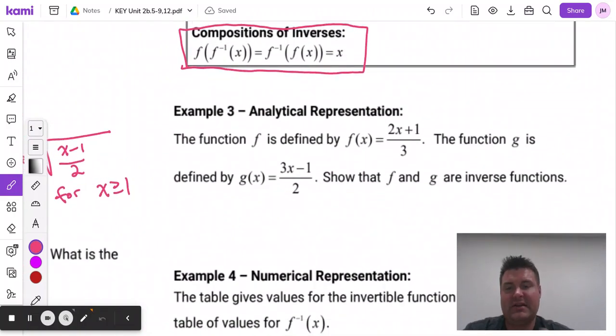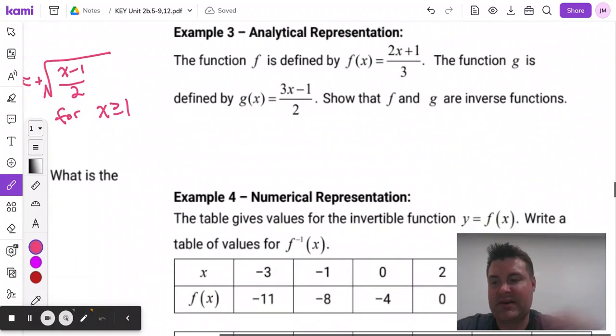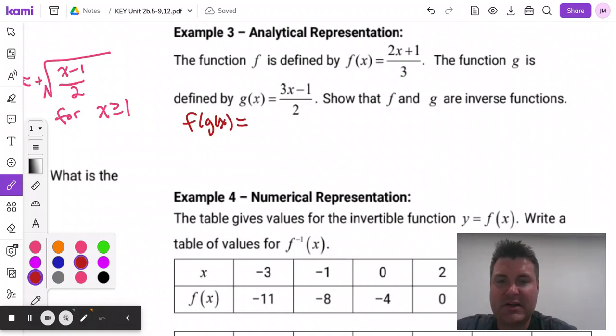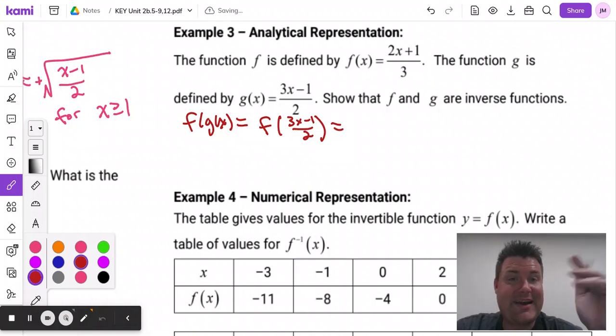I'm going to leave this composition of inverses that I boxed available here, so this is important for example 3. We're going to show that f and g are inverses. In order to do that, we're going to show the composition of both of them and make sure that they both are equal to x. So what I mean by that is I'm going to do f of g of x and show what that equals. I'm going to take f and plug in g, which is right above it, which equals, now I'm going to rewrite f, but instead of x, I'm going to write (3x minus 1) over 2.